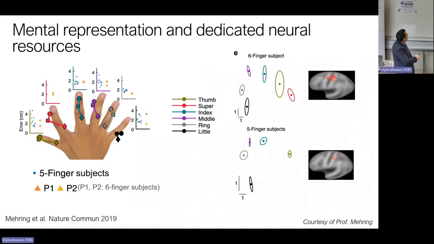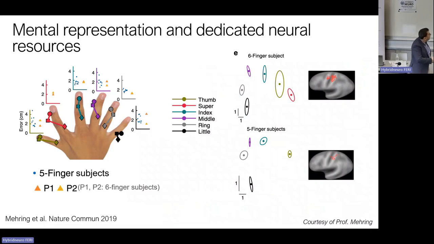Then this is a study of proprioception, so the feeling of the position of the hand. You cover the hand and ask the individual to point where their fingers and phalanx are. These blue little dots are the errors that five-digit individuals make, and the triangles are the two individuals with six fingers, in terms of error in locating the parts of the hand. And it's fully comparable. So it's fully integrated into the proprioceptive system. They have the feeling of the six fingers in space as we have the feeling of our five digits.